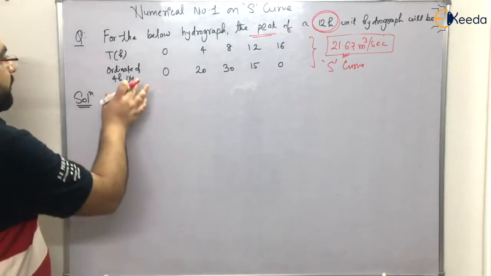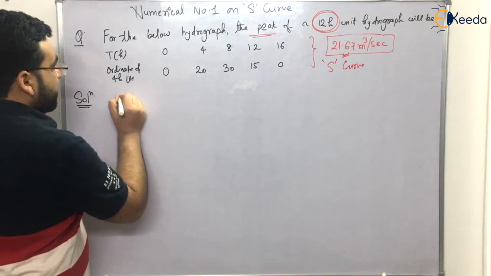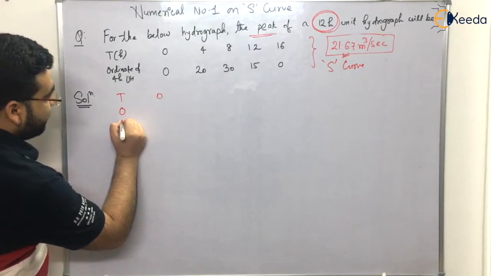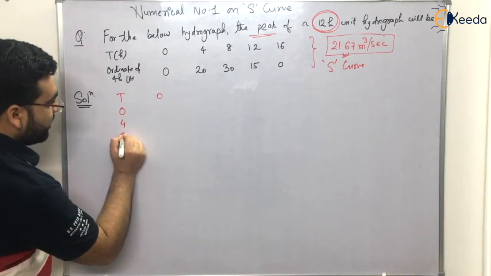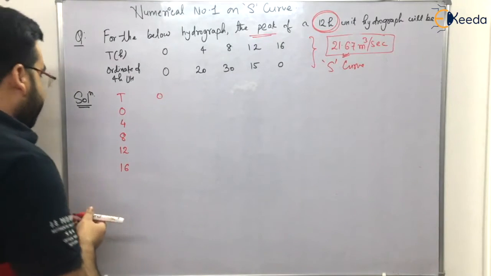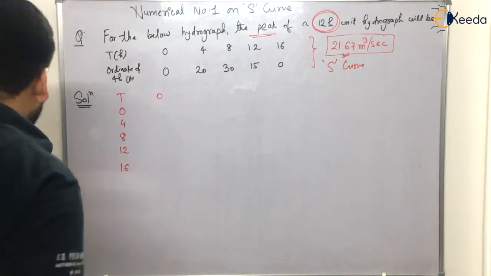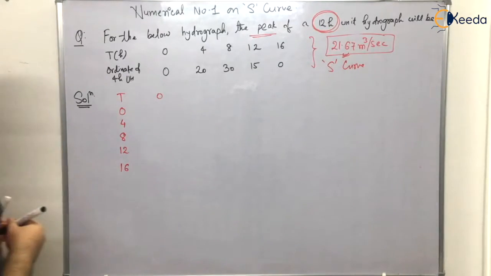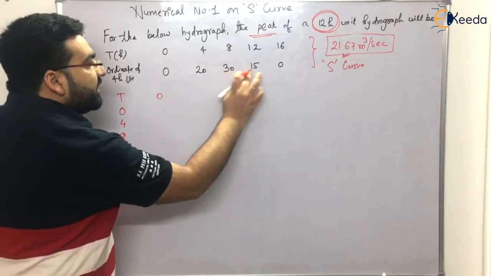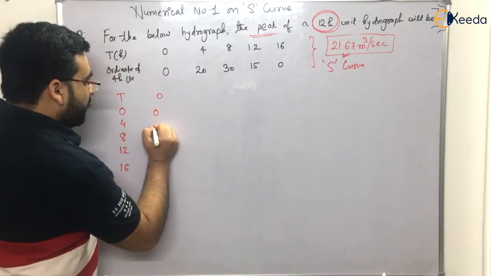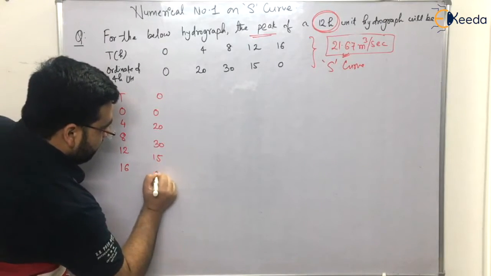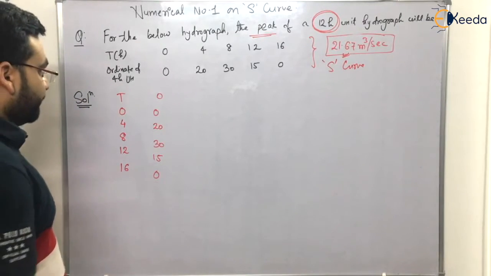Step 1. First of all, let us write the time period. This is time, this is ordinate: 0, 4, 8, 12 and 16. And the ordinates of the 4-hour unit hydrograph are 0, 20, 30, 15 and 0.